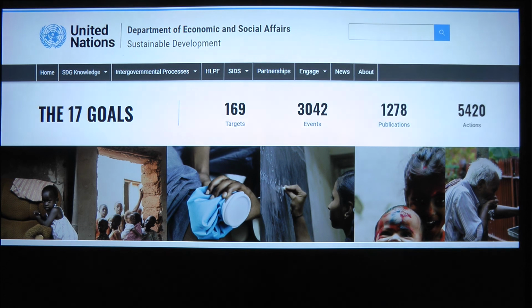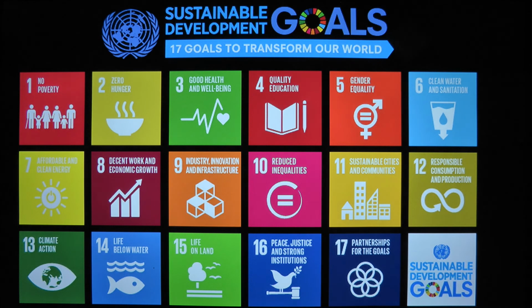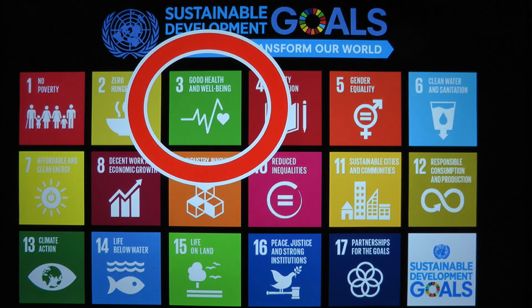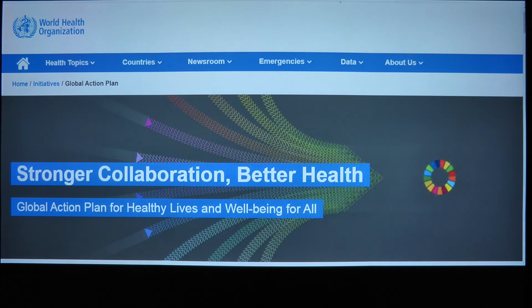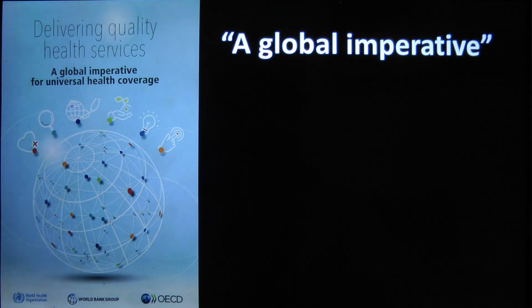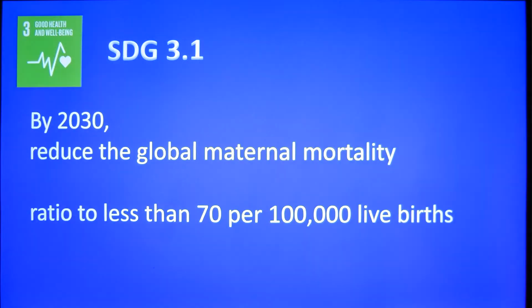So the United Nations drew up the Sustainable Development Goals, the 17 of them, of which the one we're focusing on, of course, is number 3, the one about good health and well-being. The World Health Organization adopted this and focused on it and has built programs around it. The Global Action Plan for Healthy Lives and Well-being for All is an attempt to move this agenda forward. And they produced a document called Developing Quality Health Services, a global imperative for universal health coverage.